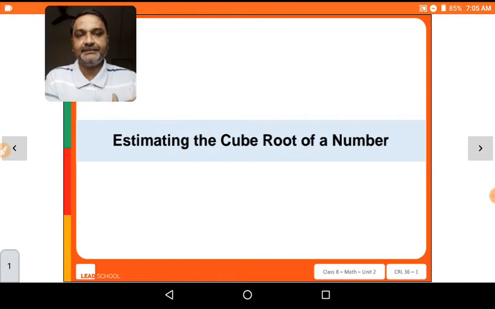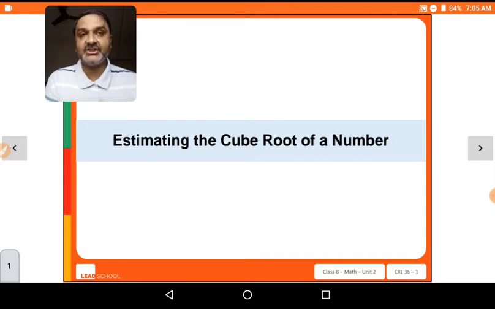Whatever we did in the last lecture of unit number 1, that part was going on separately. In the last lecture of this unit number 2, we covered cube and cube roots. We already discussed cube and cube roots in the previous lecture. Today we will learn about estimating the cube root of a number. So how to estimate the cube root of a number is what we have to cover today. This is the lecture of unit number 2.